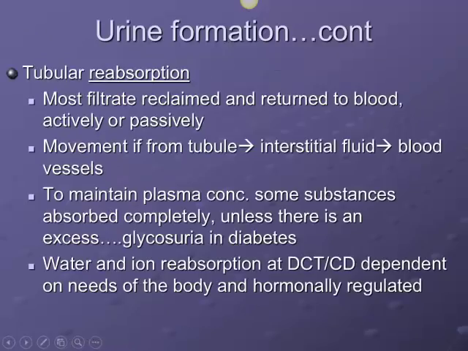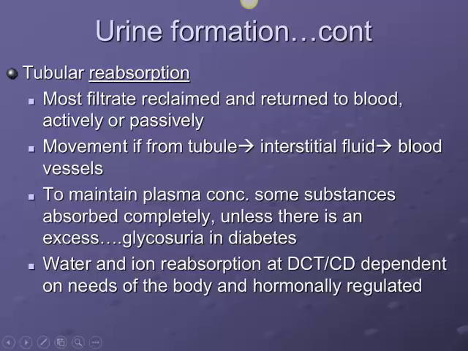Okay, so you filtered this and then you're passing it down the rest of the nephron, which is the renal tubule. So now, as we said, important substances have been filtered, and you need to take them back into the blood, and that's called reabsorption. Most of the filtrate is reclaimed and returned to blood, actively or passively, meaning using ATP or just a concentration gradient, which is why your urine is less than the amount that is filtered. Urine is less than the filtrate formation.